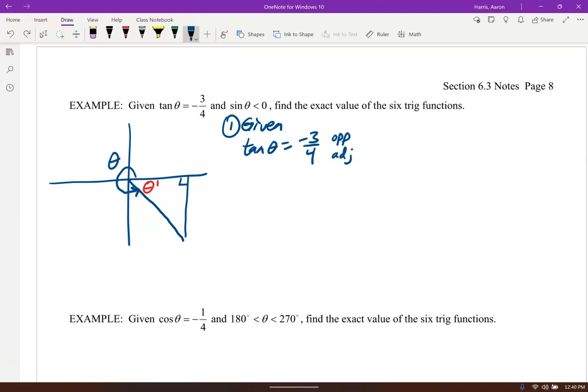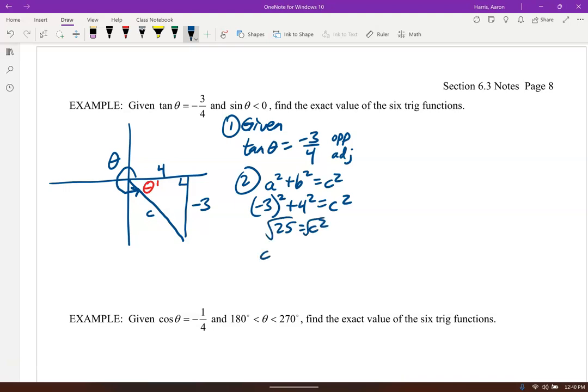So I'm going to label this tangent. I'm going to label the opposite side of theta negative 3 and the adjacent side of theta prime 4. Make sure that's positive x, negative y, right? Positive 4, negative 3. Then step 2, I'm going to solve for the remaining side c. Remember, this is a right triangle. A squared plus b squared equals c squared. So negative 3 squared plus 4 squared equals c squared. 9 plus 16, I got 25 is c squared. Square root, I got plus or minus 5, but this is a distance, so I'm going to name that 5.